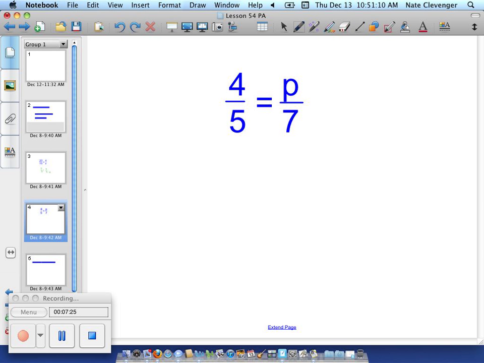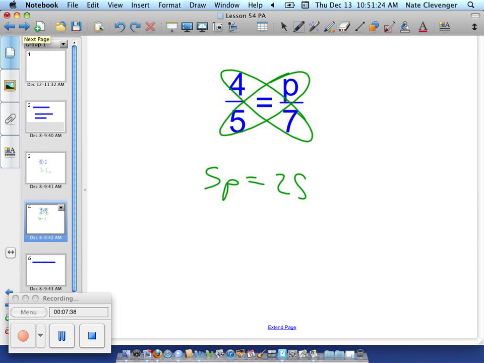We can't reduce 4/5 down. It's got to stay 4/5. So we have to use the butterfly method to solve. So that's 5p equals 4 times 7 is 28. And so then we divide by 5.